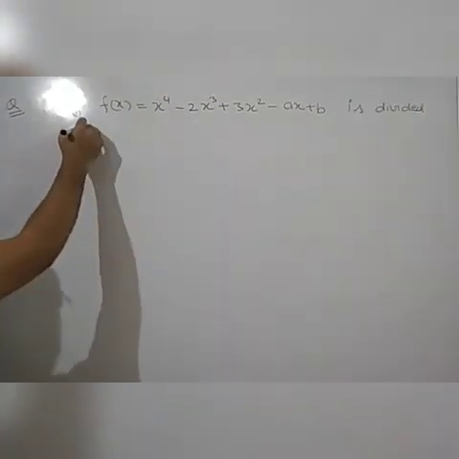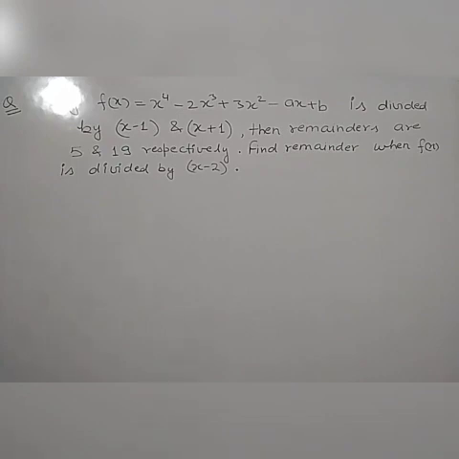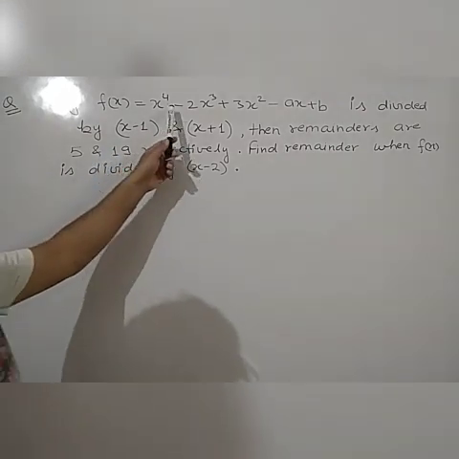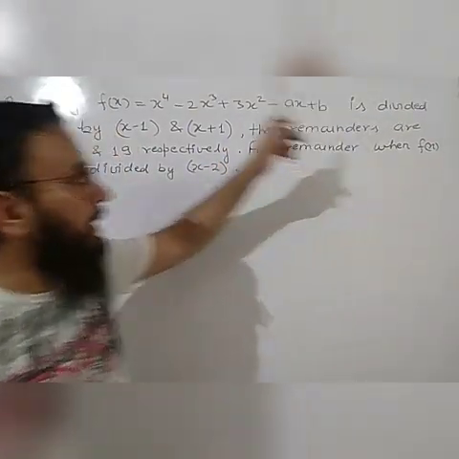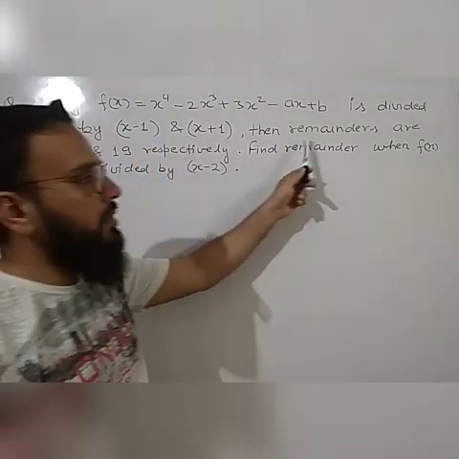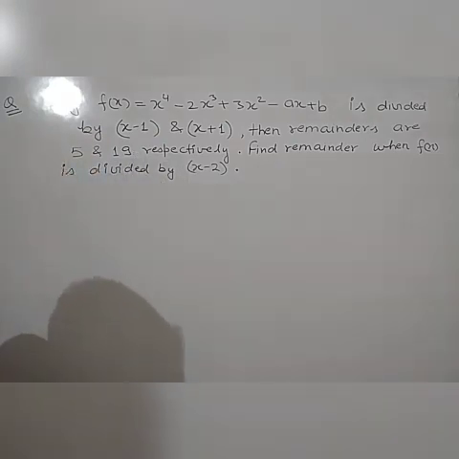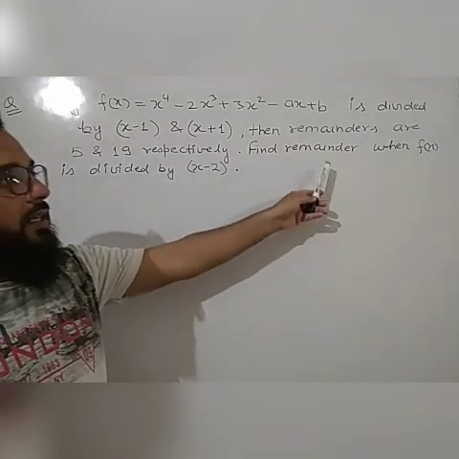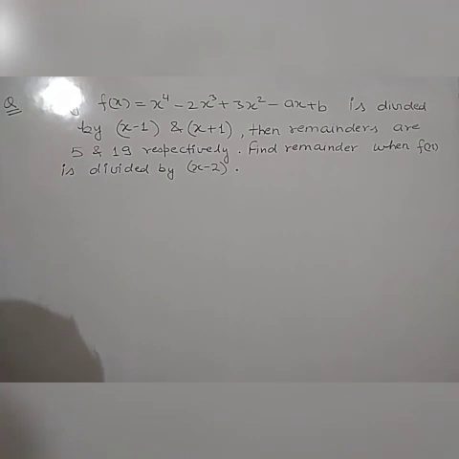So the question is, if f of x is equal to x to the power 4 minus 2x cube plus 3x square minus ax plus b is divided by x minus 1 and x plus 1, then the remainders are 5 and 19 respectively. Then find the remainder when f of x is divided by x minus 2. Okay. So it is the most important question.